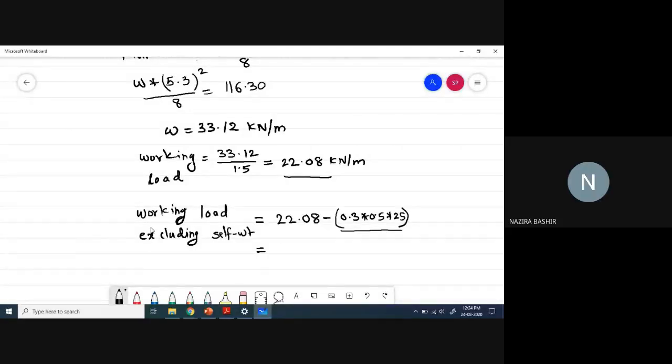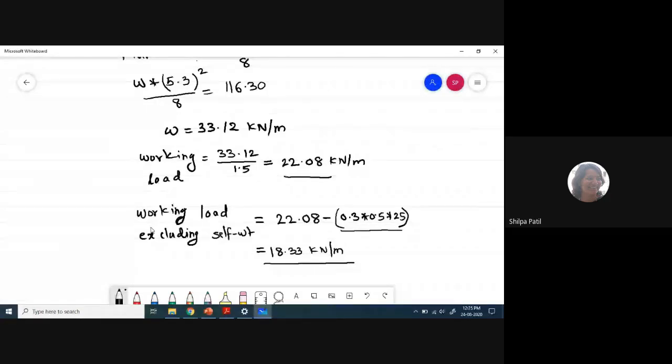Ma'am, 18.33. Yeah. So 18.33 kilonewton per meter. Okay. So this is the final answer. 18.33 is the working load excluding self-weight.